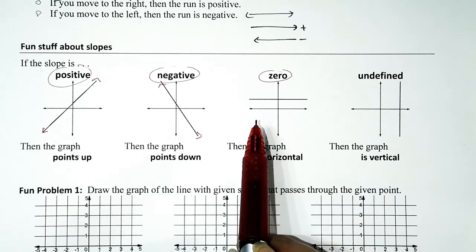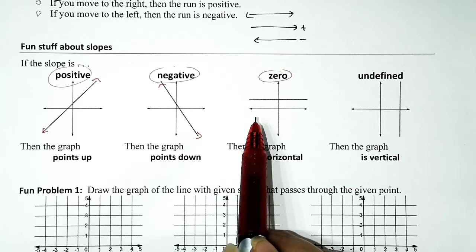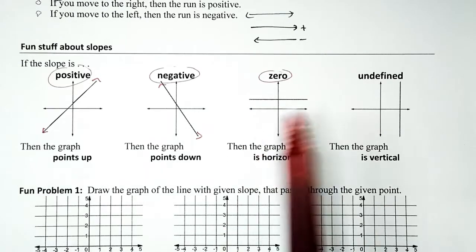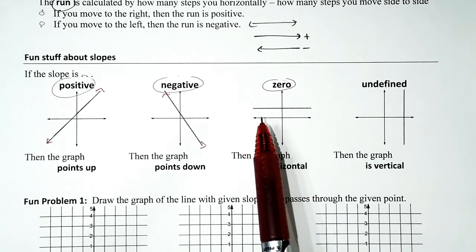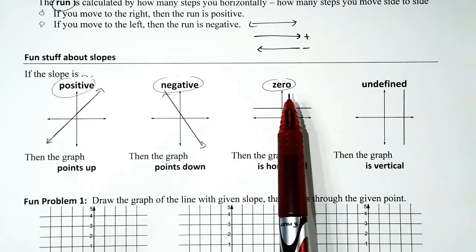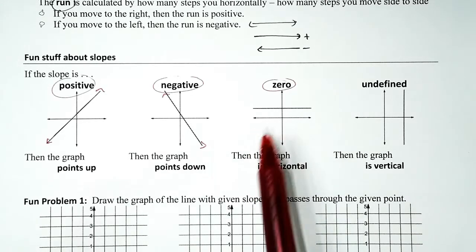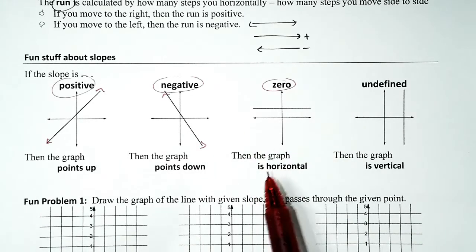So the slope is supposed to tell me how steep a line is. The larger the slope, the steeper the line. The smaller the slope, the flatter the line. Now, what if the slope is 0? How steep is the line? You're not steep at all. If the slope is 0, then the line is not steep at all. So that means that the line is flat or horizontal.